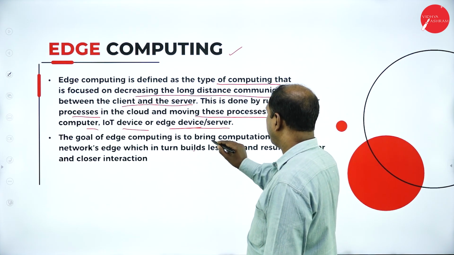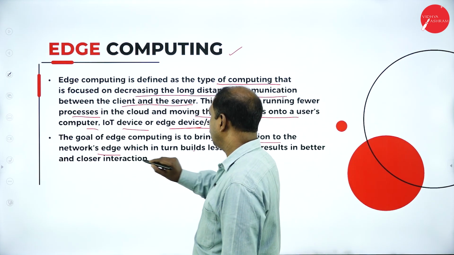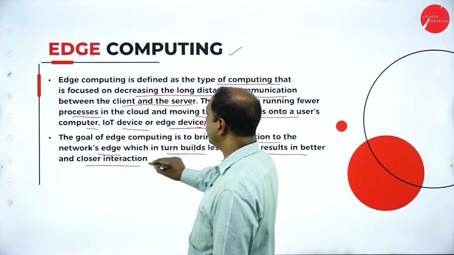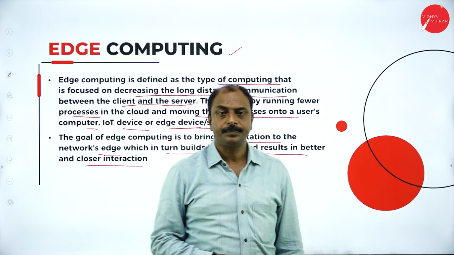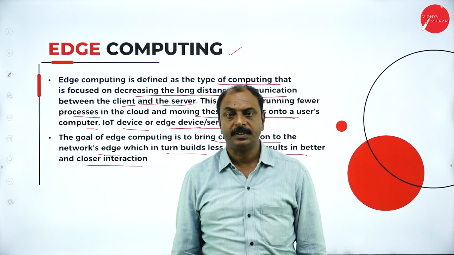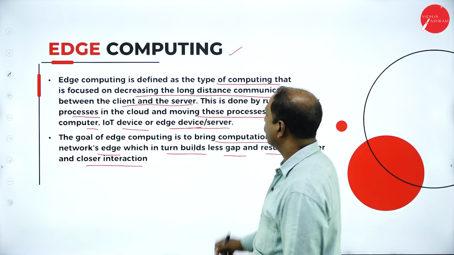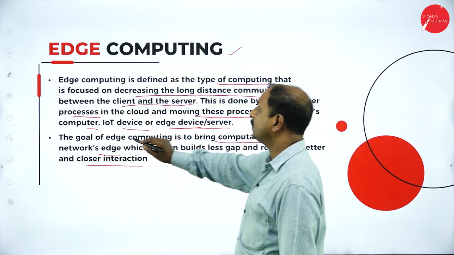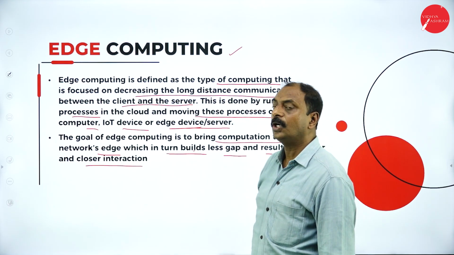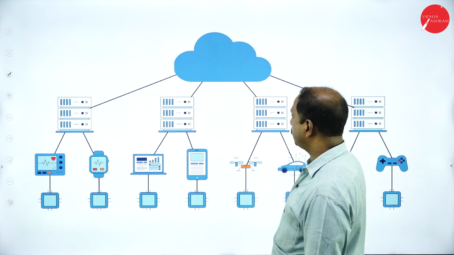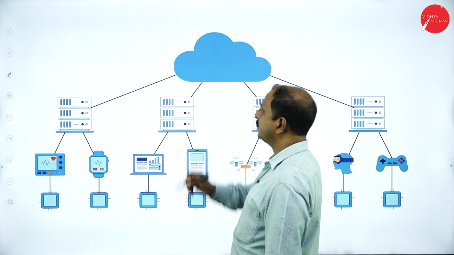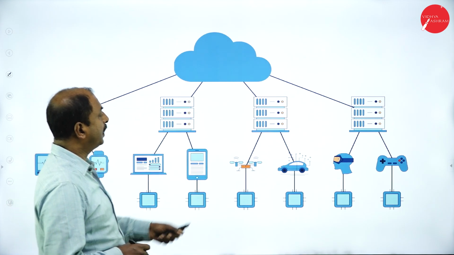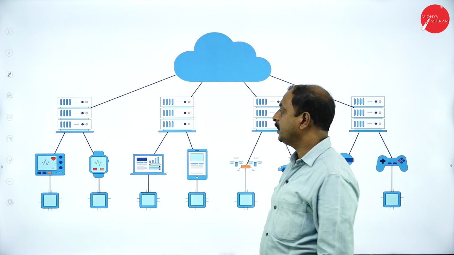The goal is to bring computation to the network's edge, which builds less gap and results in better and closer interaction. The main concept here is that a few of the services are processed at the cloud network, and then those processes are moved to the user's computer. So this is the definition of edge computing. This is an example of cloud services, a cloud service, which will be utilized by different types of devices.